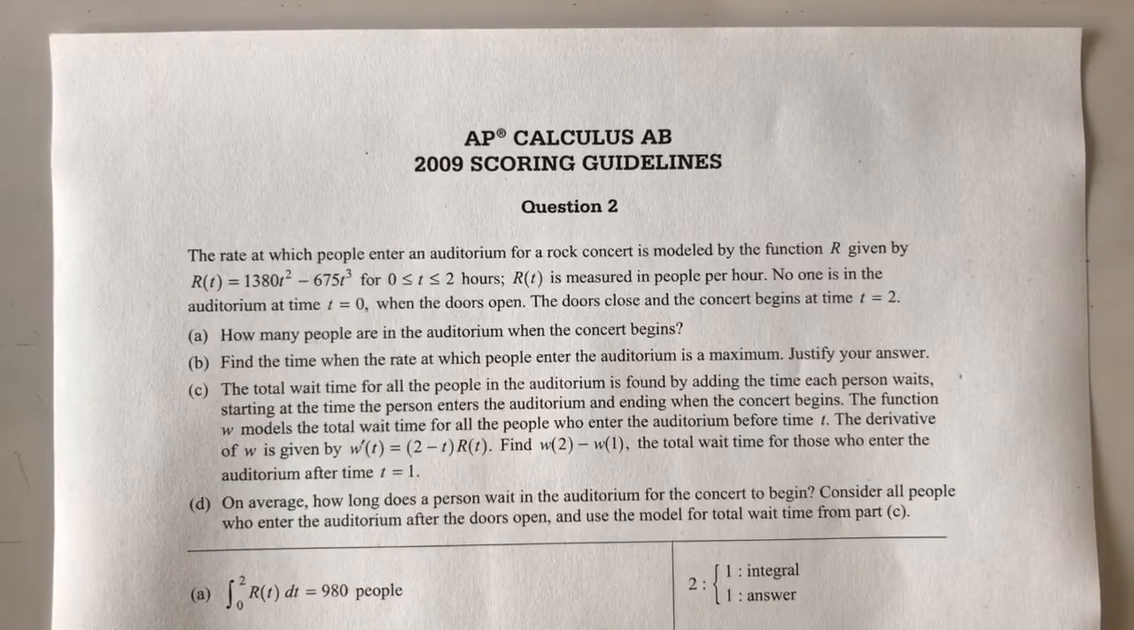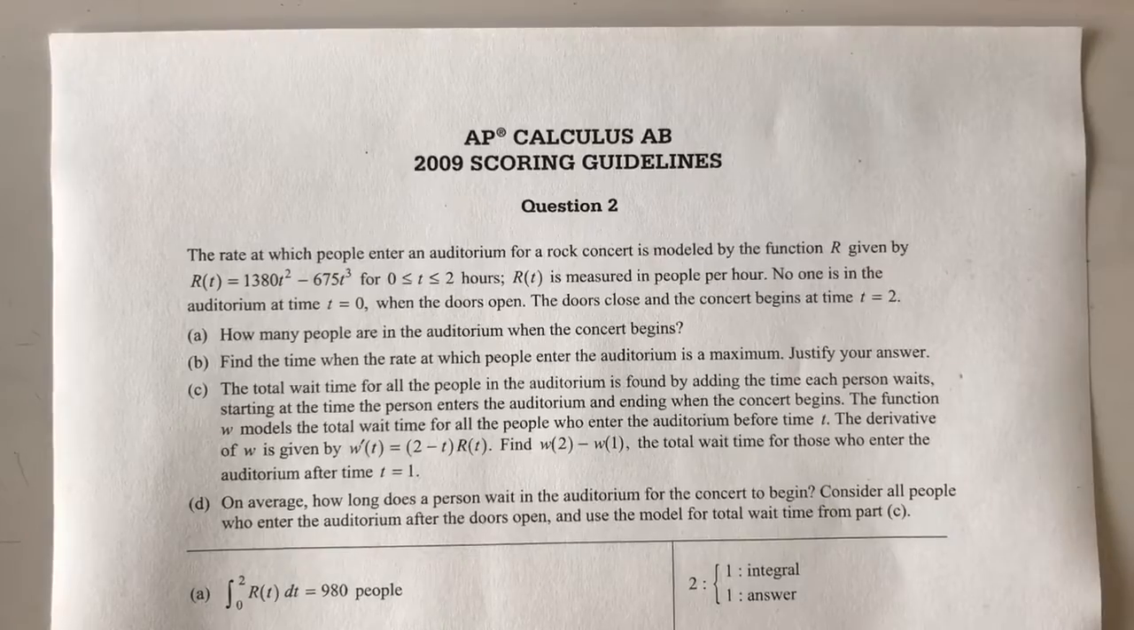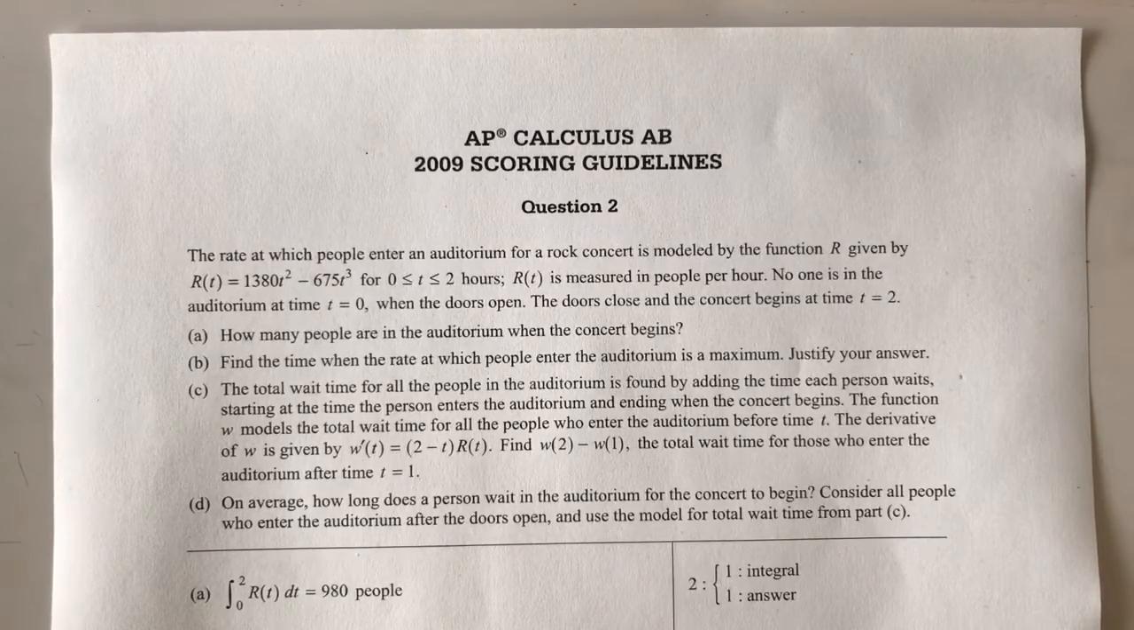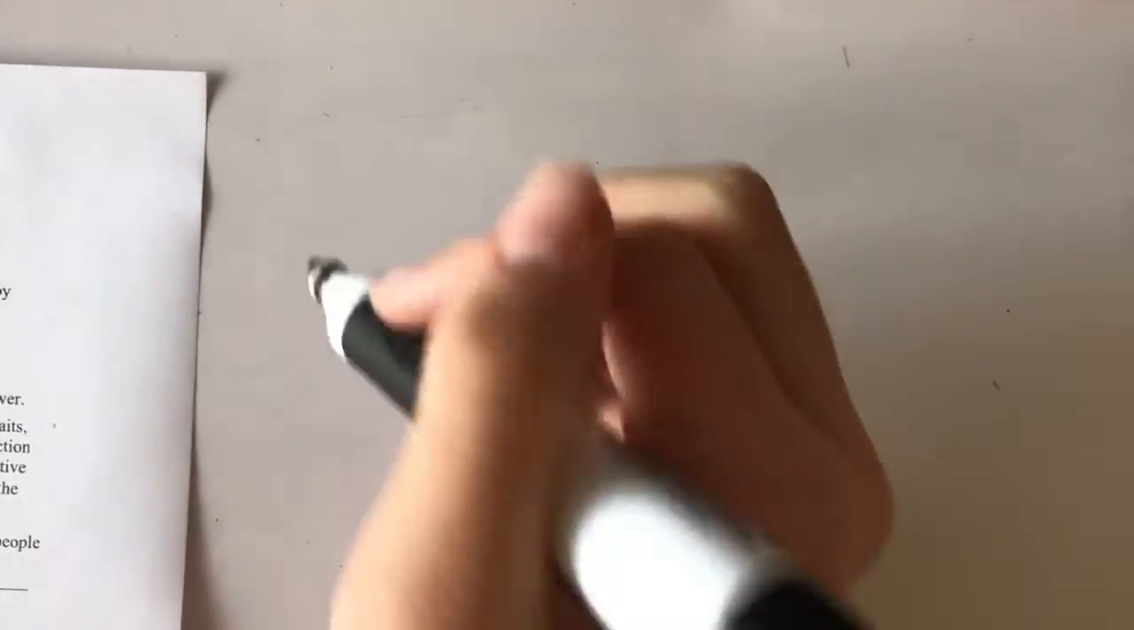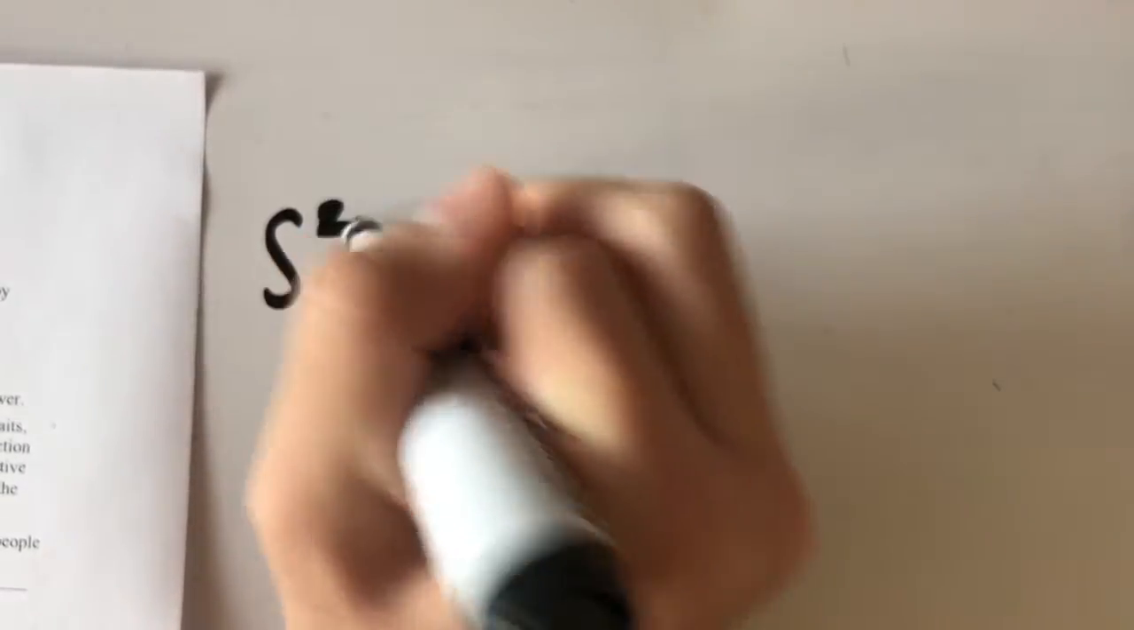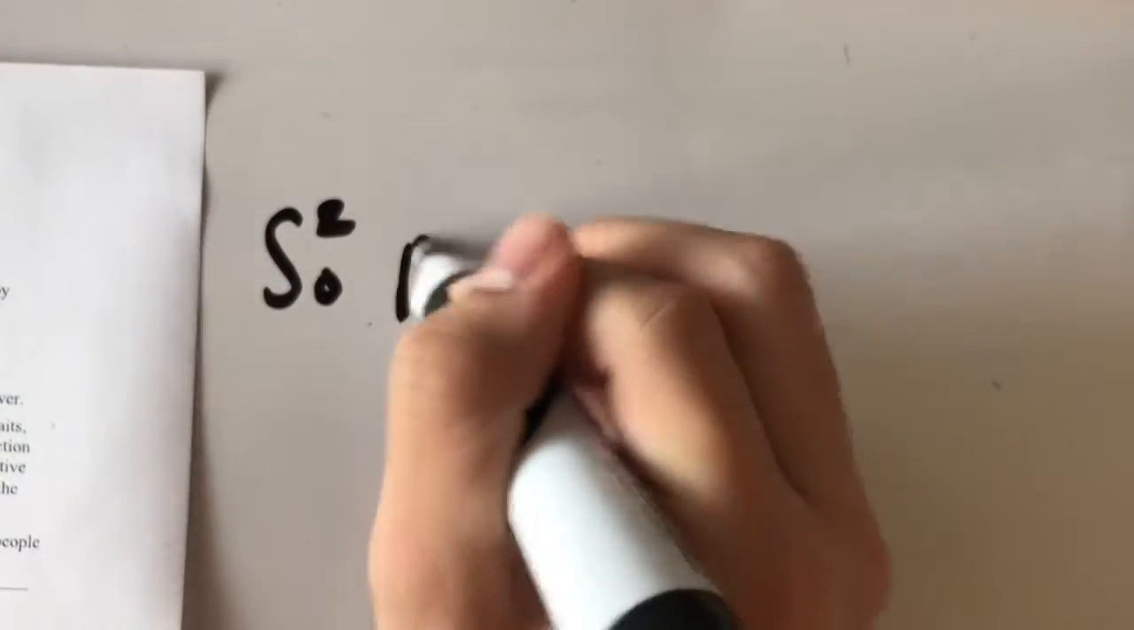So if we take a look at part A, it's asking for the total amount of people in the auditorium when the concert begins. And we know that the concert begins at time 2. So because we're given a rate, we know that to find the total amount of people that enter, we have to set up an integral. So what we're going to do is set up an integral from time 0 to 2 of r of t.